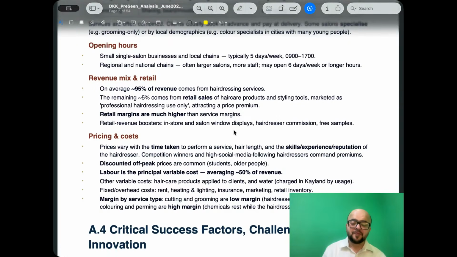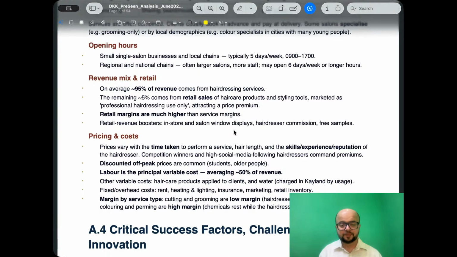Anyway, the point is that if you are an award-winning hairdresser or you have a good social media following, naturally, you will be considered as an influencer of sorts and you will get more business. Discounted off-peak prices are common. For students and for older people, they give discounts. Labor is the principal variable cost, averaging 50% of revenue.